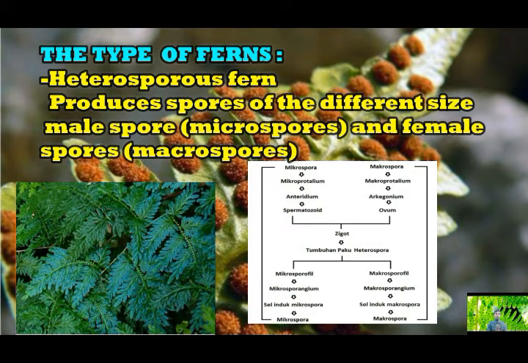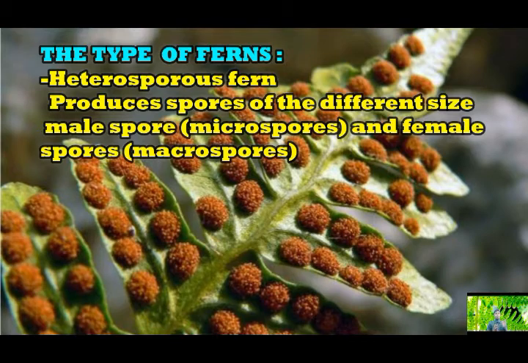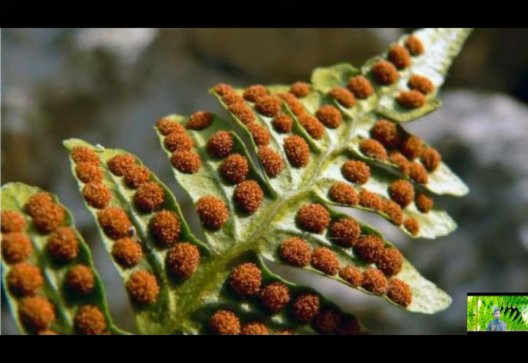Heterosporous ferns are ferns that produce spores of different size. Small male spores are usually called microspores, and larger female spores are called macrospores. For example, Selaginella sp, Marsilea crenata, or water clover.